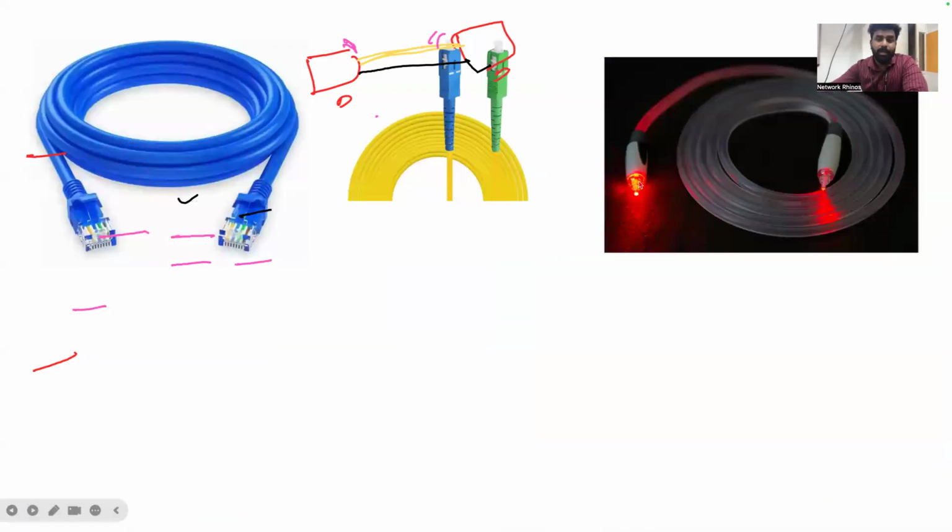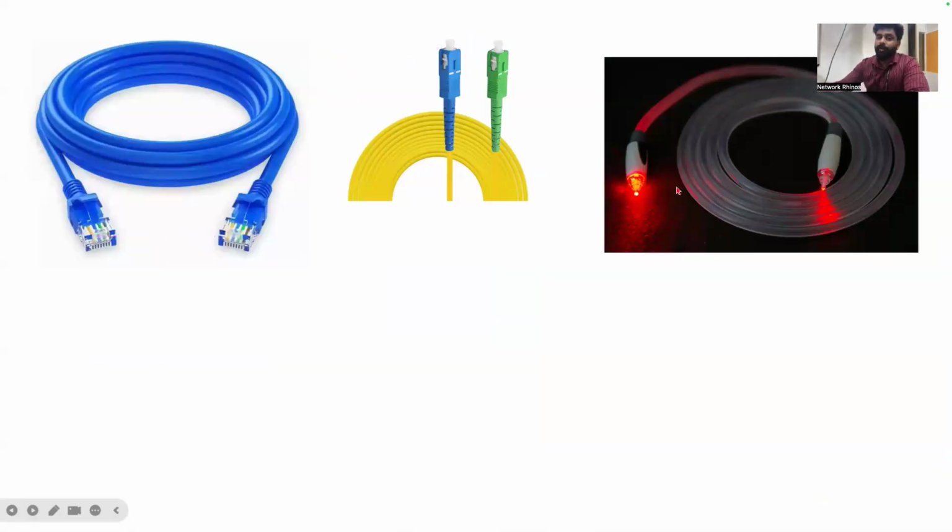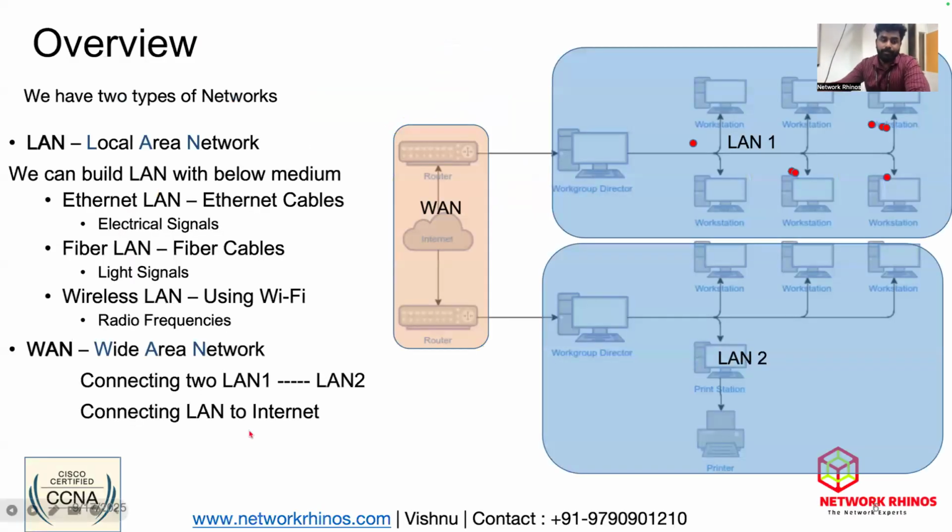Here you can see an example of a fiber cable. There you see, see how the fiber cable looks like. Inside that, we'll have a small fiber port. In that, we send and receive fiber light signals. With the help of light signals, we are sending and receiving the data.